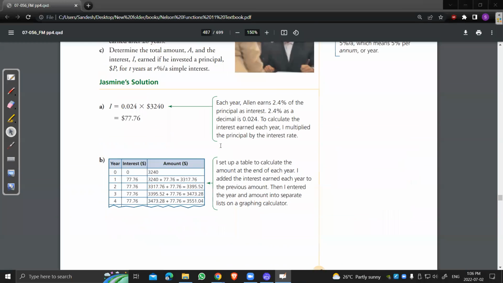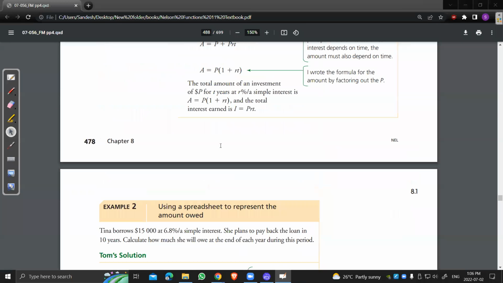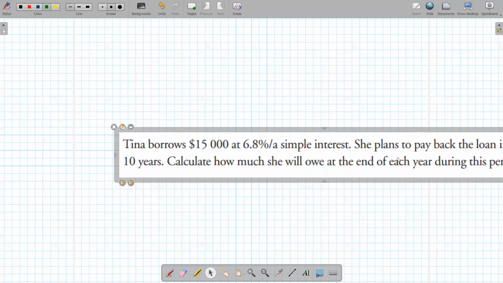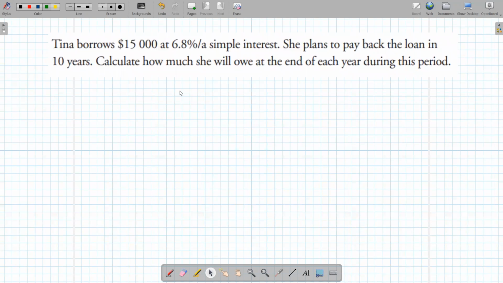Let's see some more questions now that you know what the formula is. Tina borrows $15,000 at 6.8% simple interest, and she plans to pay back the loan in 10 years. So the question is, how much will she have to pay back after 10 years? Let's look at the formula again. The formula for simple interest, the final amount, is going to be P bracket 1 plus RT.